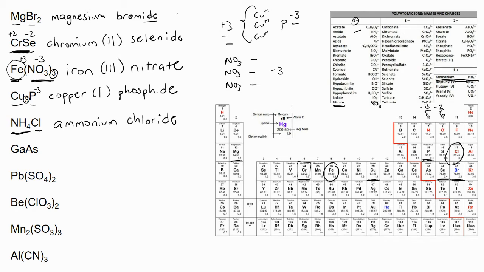Okay, let's keep going. So we've got, again, 2 monoatomic ions. Ga is gallium, and As is arsenic. So gallium is in this post-transition metal group, so it is going to need some Roman numerals. So we'll leave the parentheses there. And then arsenide.